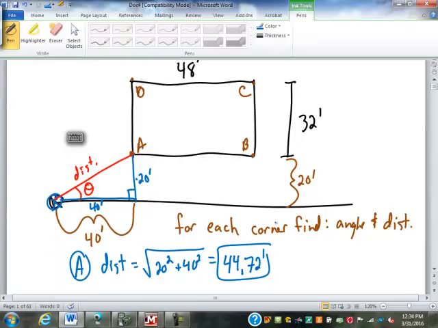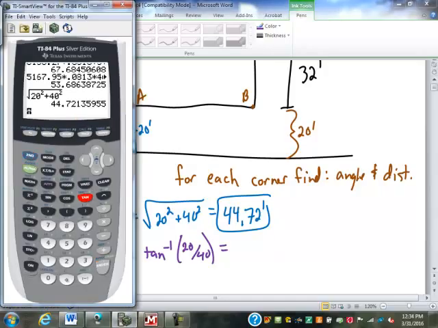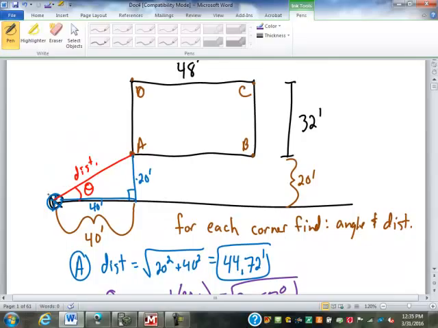That's our distance. Our angle is an inverse tangent of 20 over 40. Otherwise known as 26.57 degrees. Look familiar? So for each one of the corners, find the distance and the angle from the reference point and reference line.